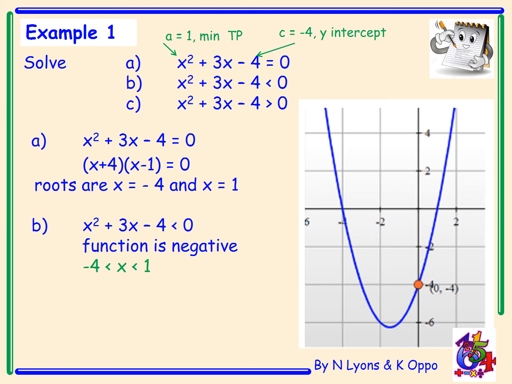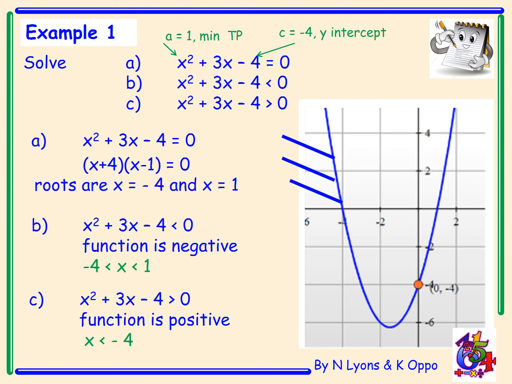For part C then, we're looking for x squared plus 3x minus 4 greater than 0. That means the function is positive. So where's the function positive? It's where the graph goes above the x-axis. So it goes above the x-axis when x is less than minus 4, shown by the shaded area, but also where x is greater than 1, and 1 is the other root there, shown by that shaded area.